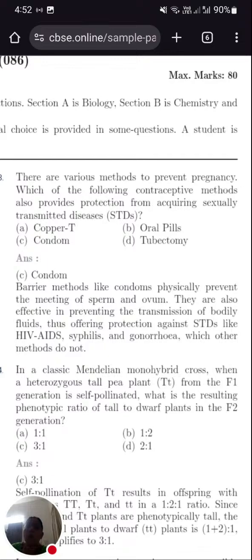Copper T and oral pills, these two are taken by the female. Oral pills are the pills which are taken orally. Now the next one, Copper T. It is a T shaped device made up of copper which is inserted in the female uterus near the mouth. Copper has an infertile nature, so it will make the sperms infertile. Thus the sperms, as soon as they reach the uterus, become infertile.